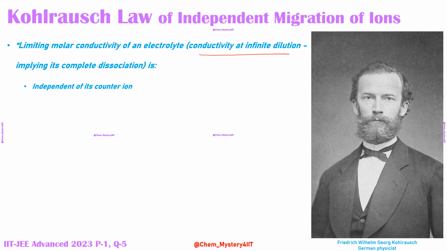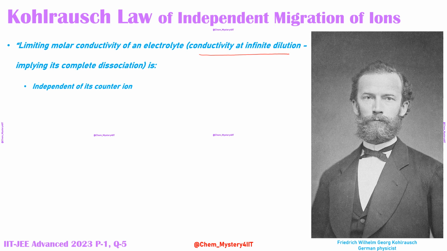And there are two things. Number one, this is independent of its counter ion. So say if you are having sodium combined with chloride or combined with bromide, it doesn't matter whether it's chloride or bromide. Sodium ion will give you the same contribution at infinite dilution. That is the meaning of independent migration of ions. So the limiting molar conductivity for a given ion is not at all dependent on the counter ion. Does not matter what counter ion you take.